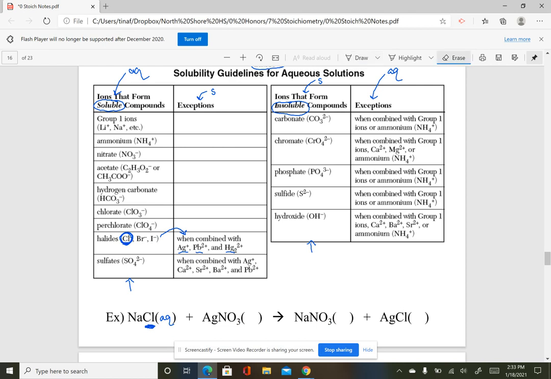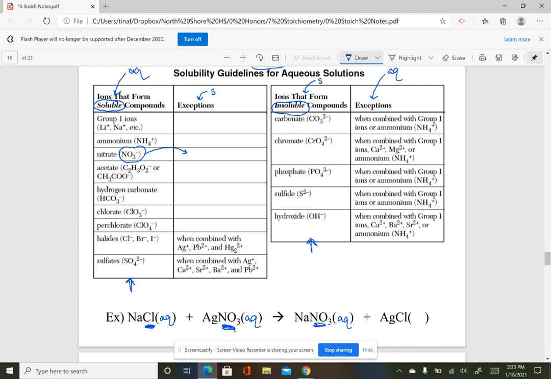All right, let's try the next one. So I want to do the same thing. I want to look for the second thing, the negative ion in the ionic compound, NO3. And I would want to see if I could find NO3 in either one of these columns. I find it here. No exceptions. That means anything with NO3 in it is always soluble. So I would write an AQ. I'm going to write AQ again because I see an NO3.